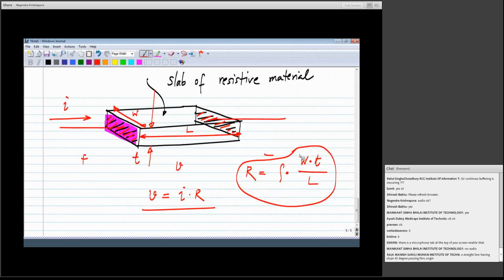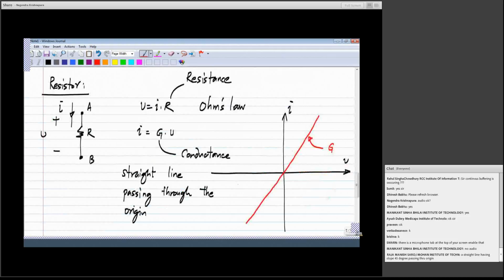Okay, we will not worry about how to calculate the resistance for a given physical structure, but we will take the resistance as granted and we will use this model. We will use what is given here, V equals IR or I equals GV, and sometimes we will use this graph. Okay.